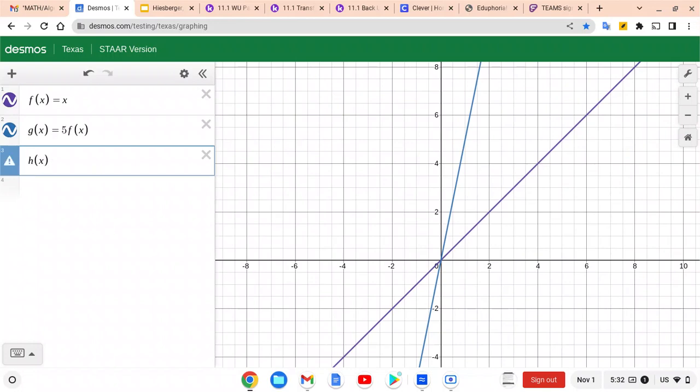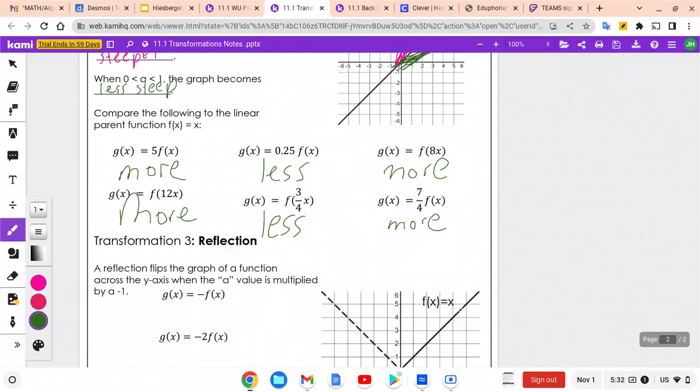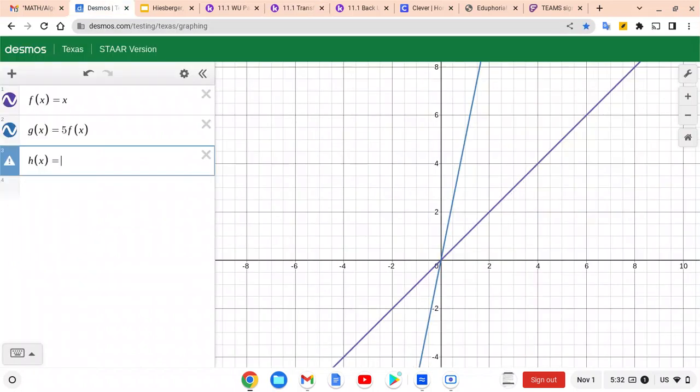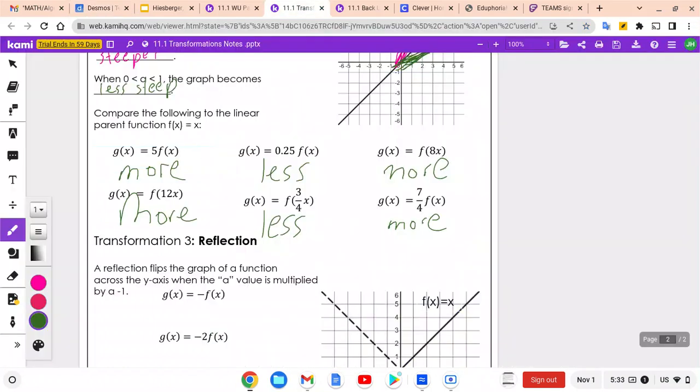Let's see, I think we had 0.25. Yes, 0.25 f of x. Notice how our green line is less steep. It's below the parent function. Hopefully that illustrates rotations. It's a turning, a spinning, like the spokes in a bicycle wheel.